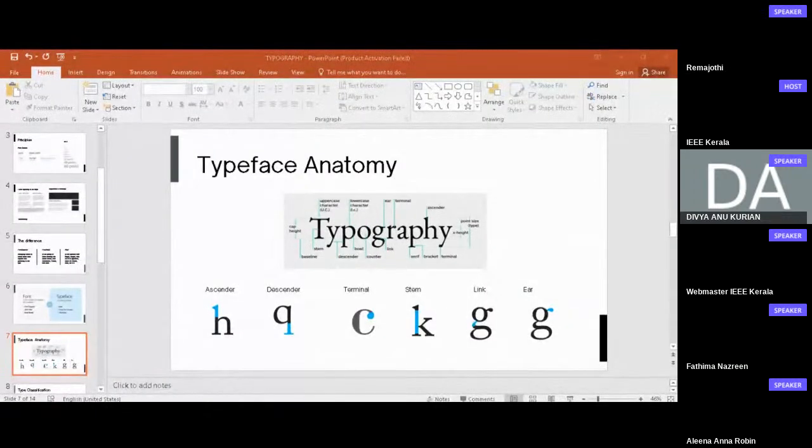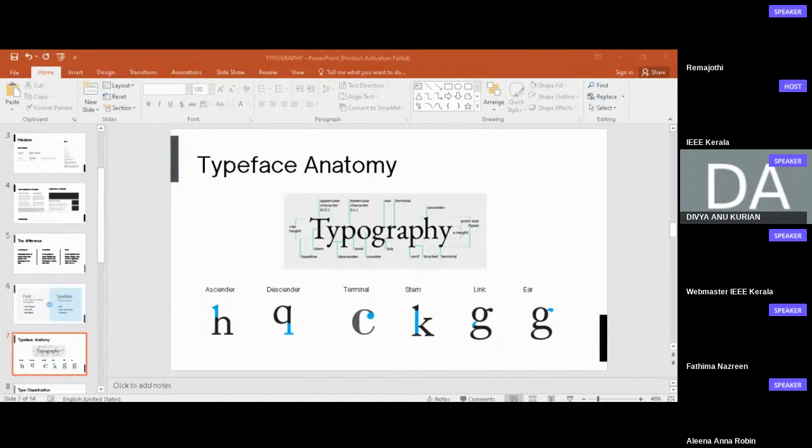In typography, there's another concept, which is typeface anatomy or font anatomy, and you need to know what that means. There are various concepts, as you can see here in this picture. I've mentioned only a few of them, while the rest are self-understandable. Here I've mentioned what an ascender is, what a descender, terminal, stem, link, and ear are. You would know what an uppercase and lowercase character is; a common person would know that. It's simple. Now, I'll be talking about the ascender specifically, and I'll get started with that.